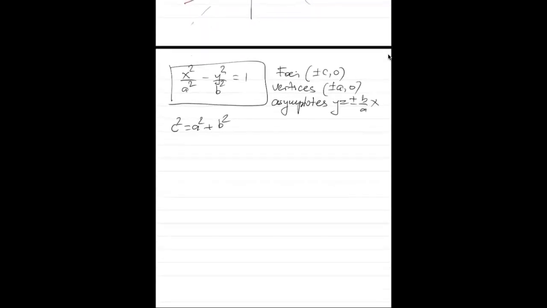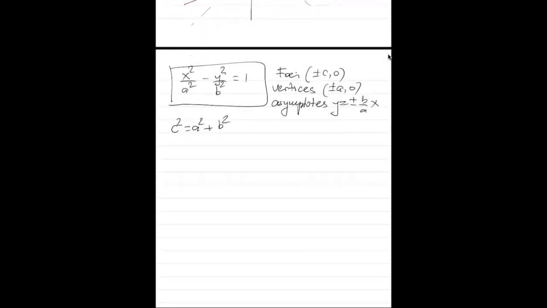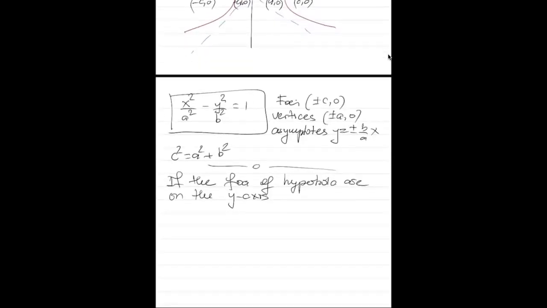If the foci of the hyperbola are on the y-axis, so far we saw them on the x-axis, and so are the vertices, then by reversing or switching x and y, we obtain the following equation: y squared over a squared minus x squared over b squared equals 1.